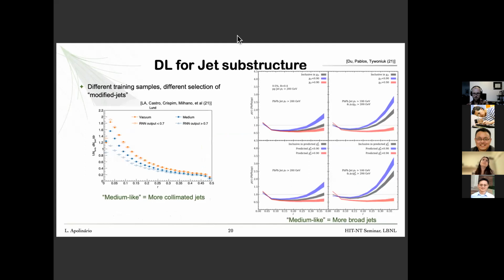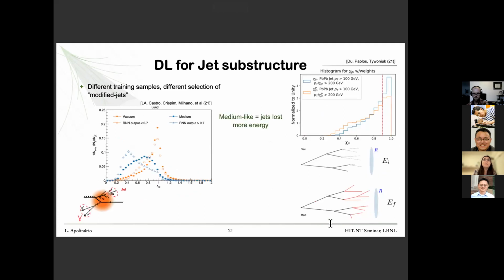The problem is that different training samples will yield different selections of modified jets. For instance, when we compare to the work done by this group of people, we understand that the medium-like jets are the jets that contain more medium response, because medium response is included in their samples, while in ours it was not since the beginning. So the neural network cannot learn something that is not there. Despite this, both neural networks identify medium-like jets as jets that lost more energy.